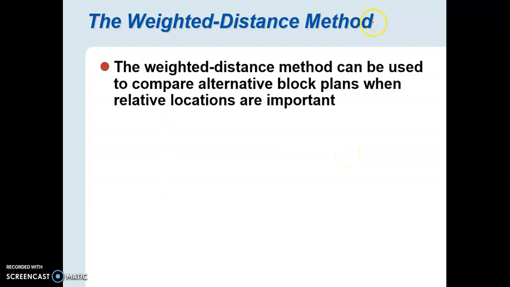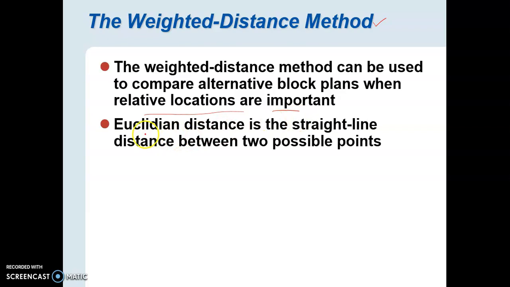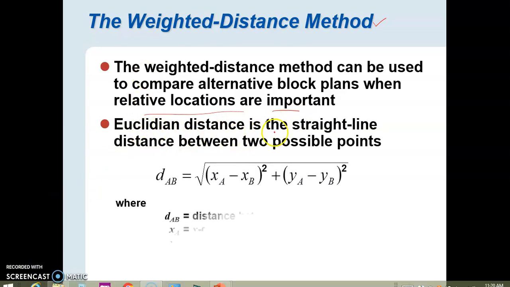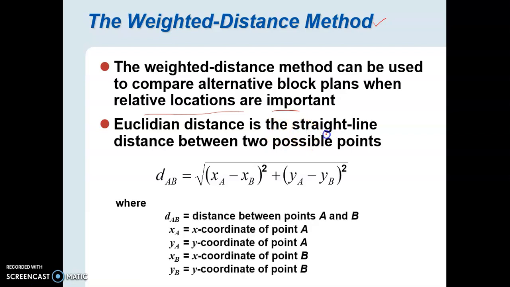One of the ways of doing this is through the weighted distance method, which is basically a method used to create relative locations in terms of their importance, right? For this we have Euclidean distance, which is simply used for the straight line distance between two possible points. Suppose this is point 1 and this is point 2, so we will only consider the straight line distance between the 2 points.